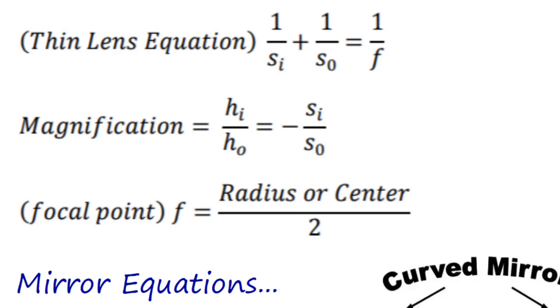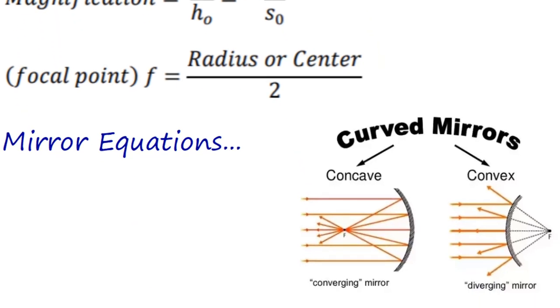We have one last equation for mirrors. A mirror, one that's curved, is going to have a focal point which is half of the radius, or half of where the center would be. And I'll explain that in our first mirror. So we have two different types of mirrors. We have concave mirrors, those are mirrors that are caving in, and we have convex mirrors, mirrors that are convexing out, I guess. Sometimes we call them converging mirrors and diverging mirrors.